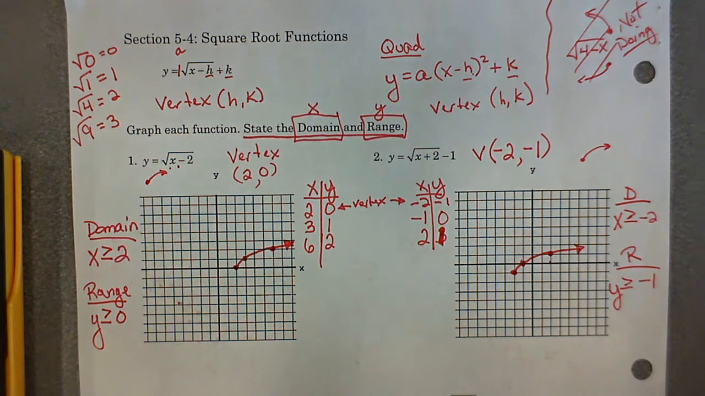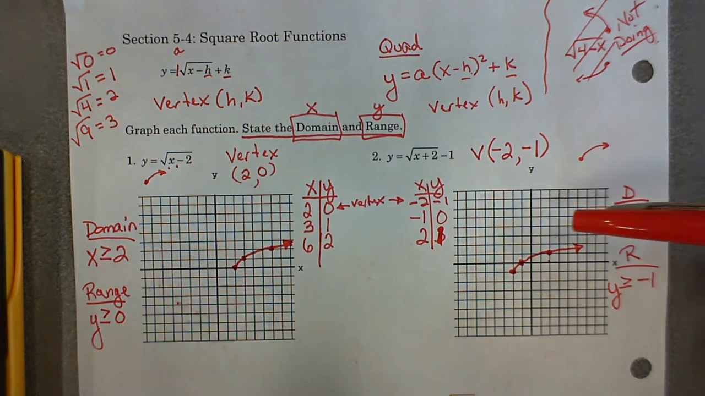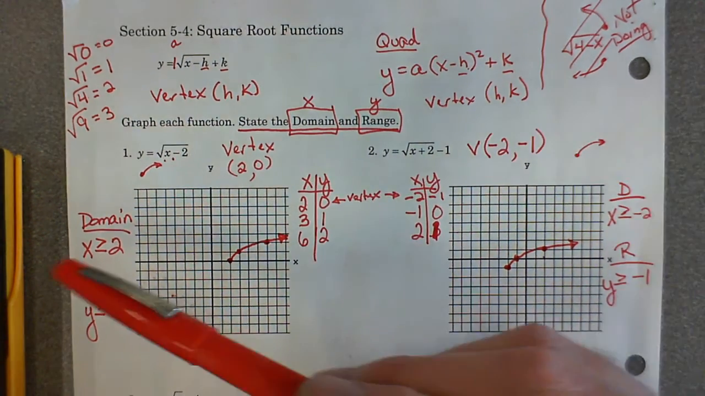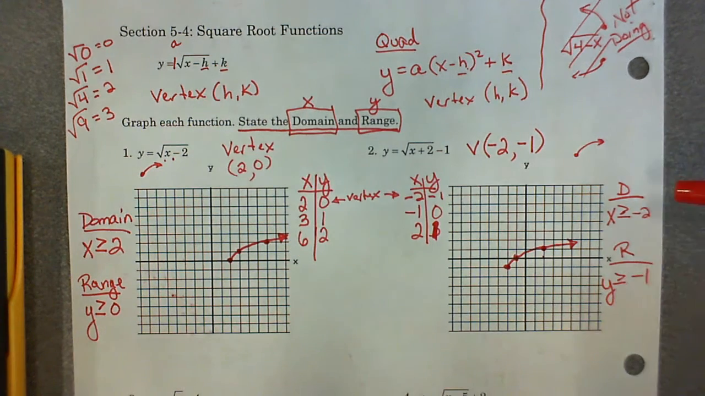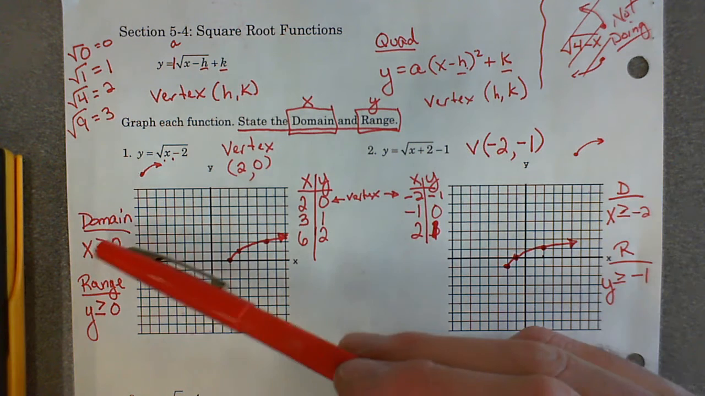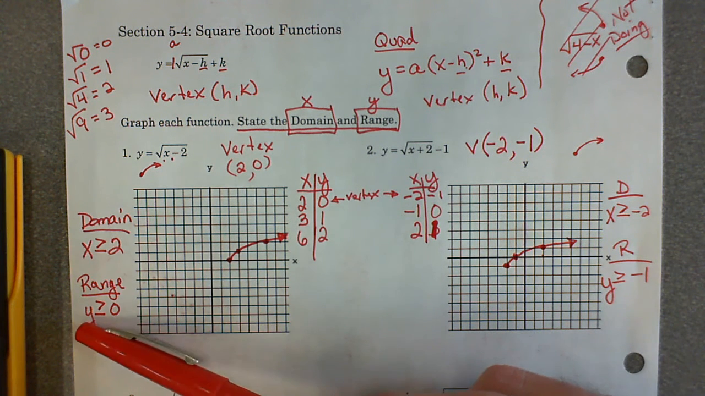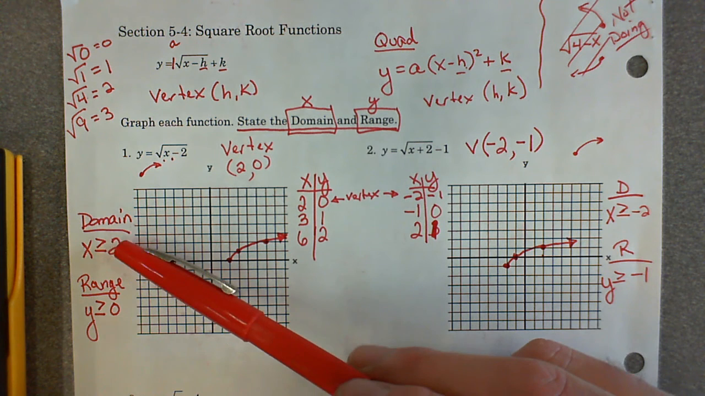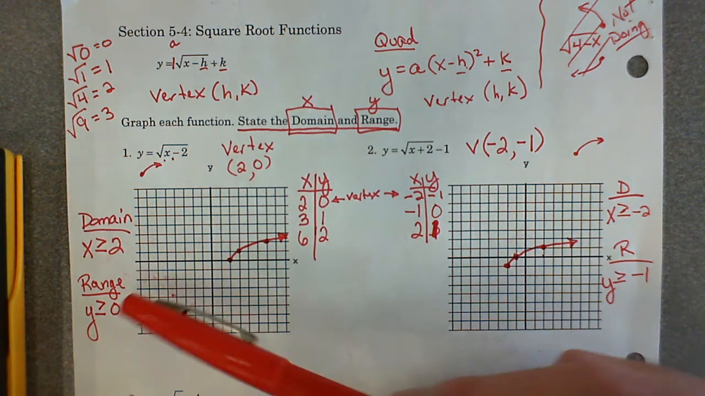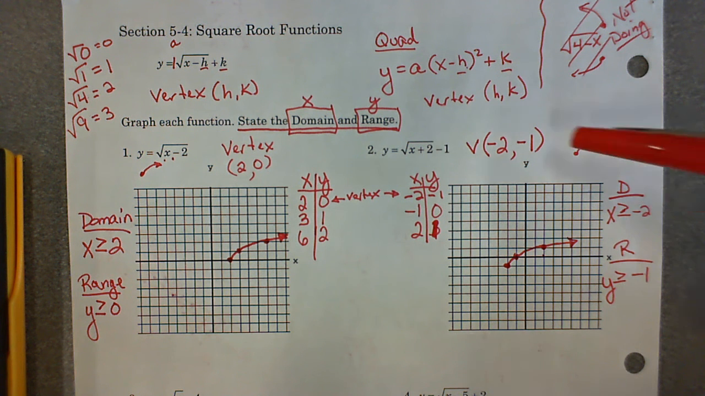Now you may notice that -2, -1 should sound familiar on this problem. 2, 0 should sound familiar on this problem. Well, 2, 0, hey, that's your vertex. -2, -1, hey, that's your vertex. So when you're doing your domain and range, domain's your x, range is your y. Well, the x value for your vertex is your starting domain. Your y value from your vertex is your starting value of your range. And that's true here as well.